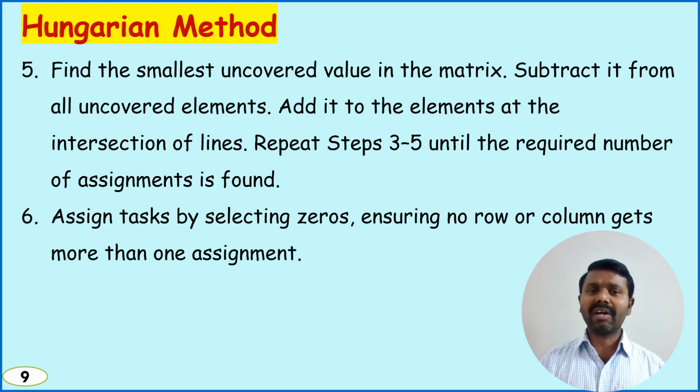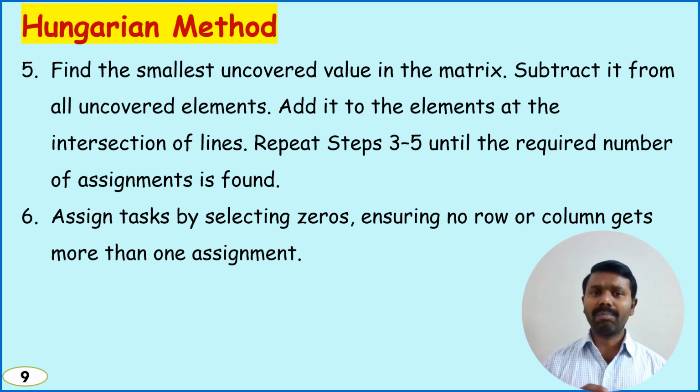Why are we adding? Because we want to avoid selecting that particular intersection zero, because the intersection zeros will have so many options to select, horizontal and vertical, the rows and columns. So that is why we will be avoiding selecting that intersection.